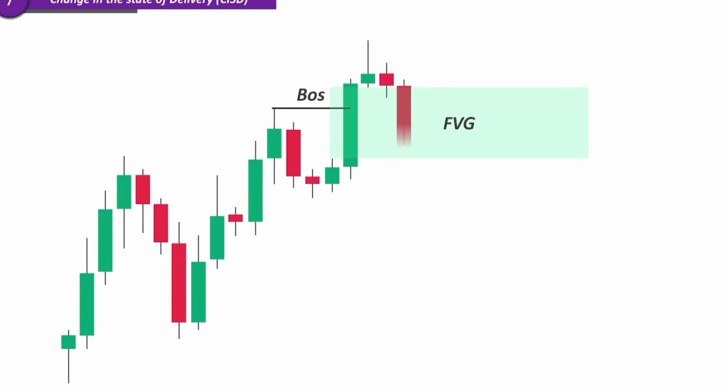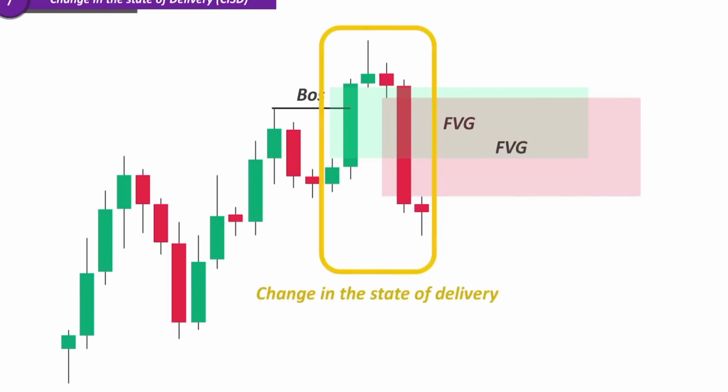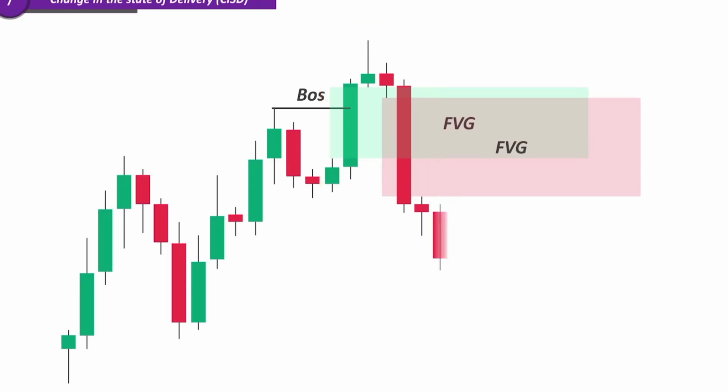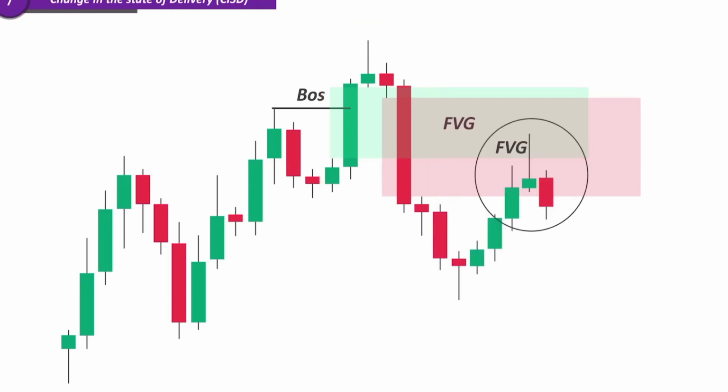However, notice how the price suddenly drops with strong selling pressure, creating a bearish FVG. This condition is known as a change in the state of delivery. This sudden shift in momentum signals a possible reversal to the downside. To trade the CISD, wait for the price to return into the FVG and the inversion FVG overlap.